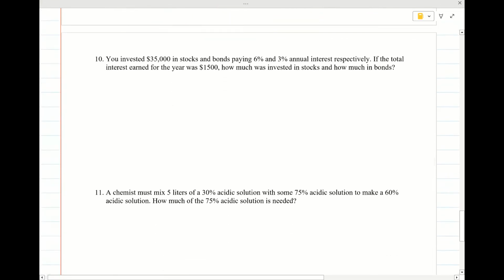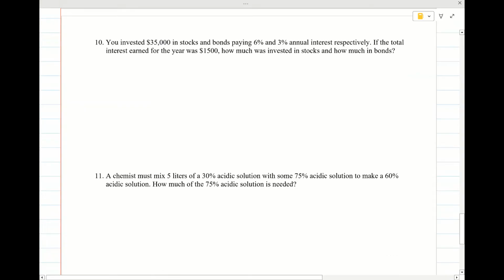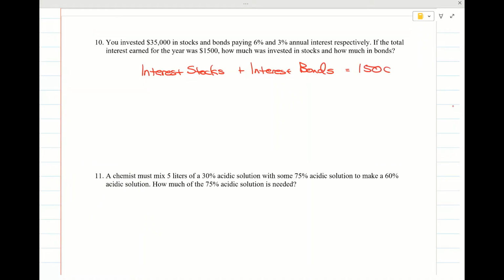And moving on to our last page, problem number 10, it says you invested $35,000 in stocks and bonds, paying 6% and 3% annual interest respectively. If the total interest earned for the year was $1,500, how much was invested in stocks and how much was invested in bonds? So we're going to take the interest from stocks plus the interest in bonds, and together that's going to equal 1,500.